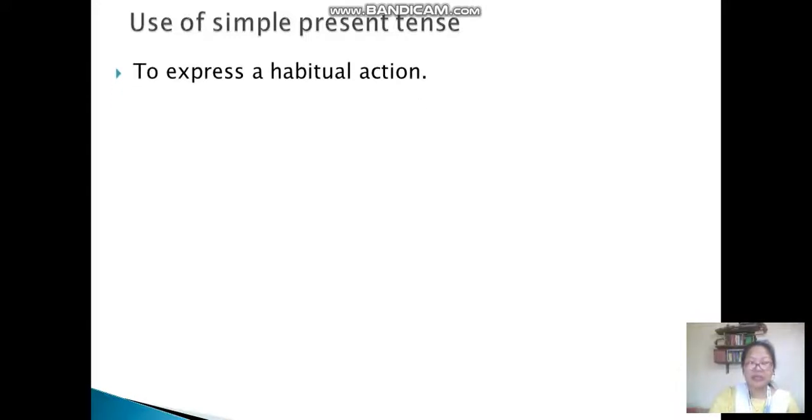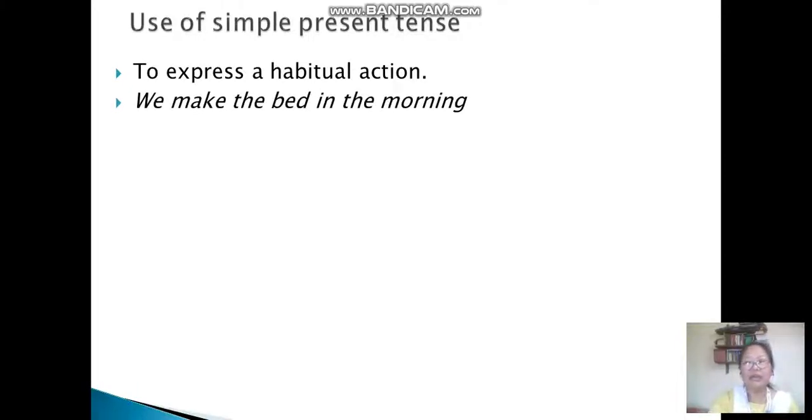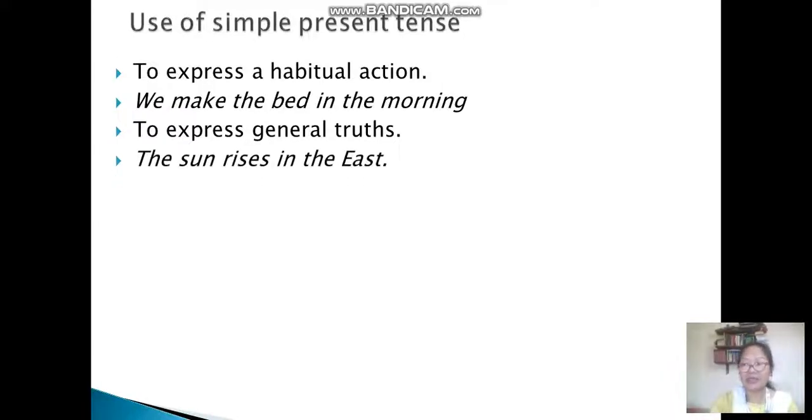Next are the uses of simple present tense. When do we use simple present tense? We use simple present tense to express habitual action, that means which we do every day, like we make the bed in the morning. To express a general truth, which is a universal fact that cannot be changed. The sun rises in the east.